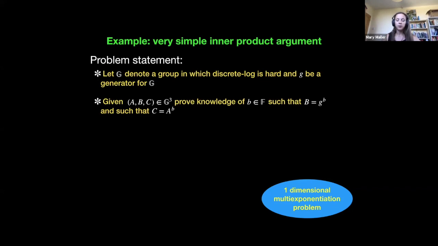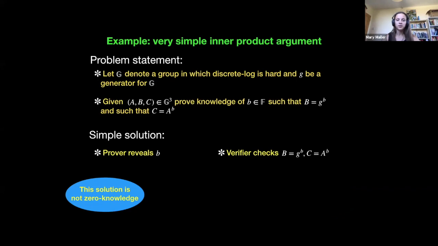Now we're going to be given 3 group elements in G, and we want to prove knowledge of some exponent b such that B is equal to g to the power of b, where g is our generator, and C is equal to A to the power of b, where A is one of our inputs. And I'm calling this a one-dimensional multi-exponentiation problem, or just exponentiation problem here.